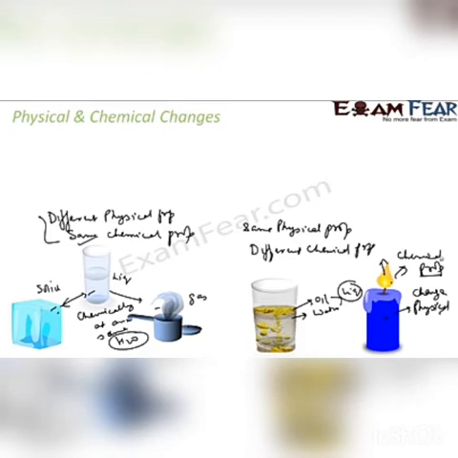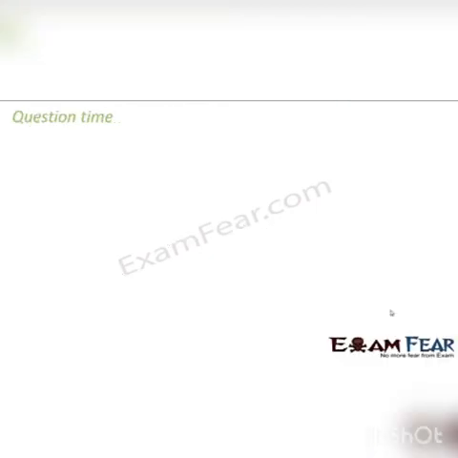So in case of burning of candle, the wax is converted to heat energy. That's a chemical change. The solid wax converted to liquid wax. That's a physical change. So we have chemical change, we have physical change. Okay, so let's see some examples to understand physical change and chemical change.